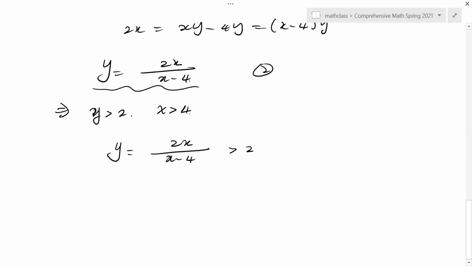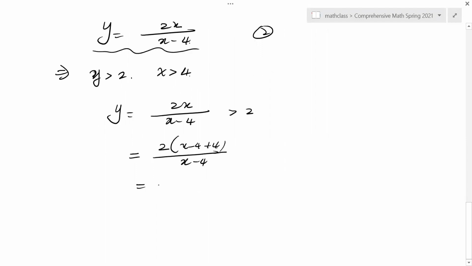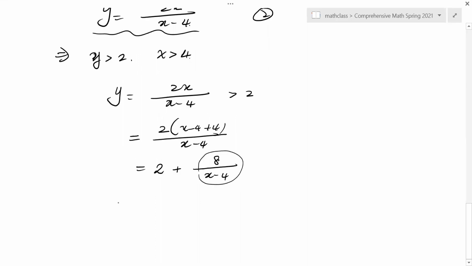This is actually decreasing when x is getting large. So what I'm going to do is, for example, express it as (2x minus 4 plus 4) over (x minus 4). That's a tricky step. So I separate it: 2 plus 8 over (x minus 4). Clearly this term is getting smaller and smaller, so eventually y approaches 2. But the largest possible value for y is going to be, right?